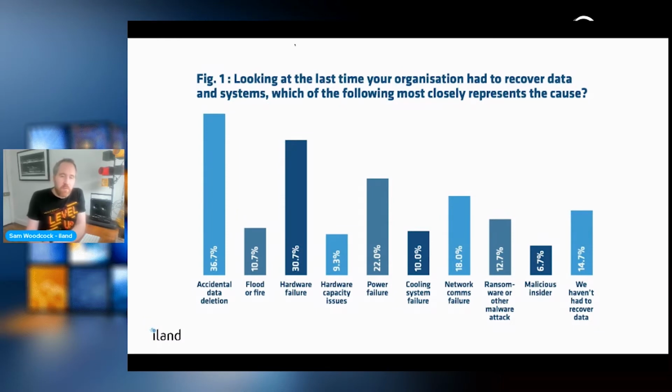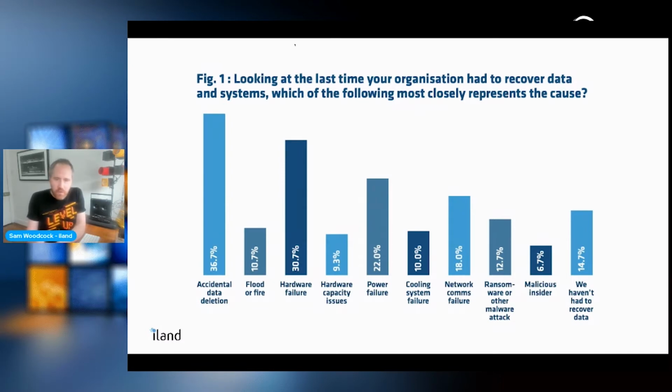It's actually 37%, which is very high. And if you think about that, what is the impact if some data is lost or an application is impacted by accidental deletion? Hardware failure being a large one as well. Again, making sure that you have a disaster recovery strategy in place that's going to give you the hardware on demand to be able to recover the business is really, really critical.